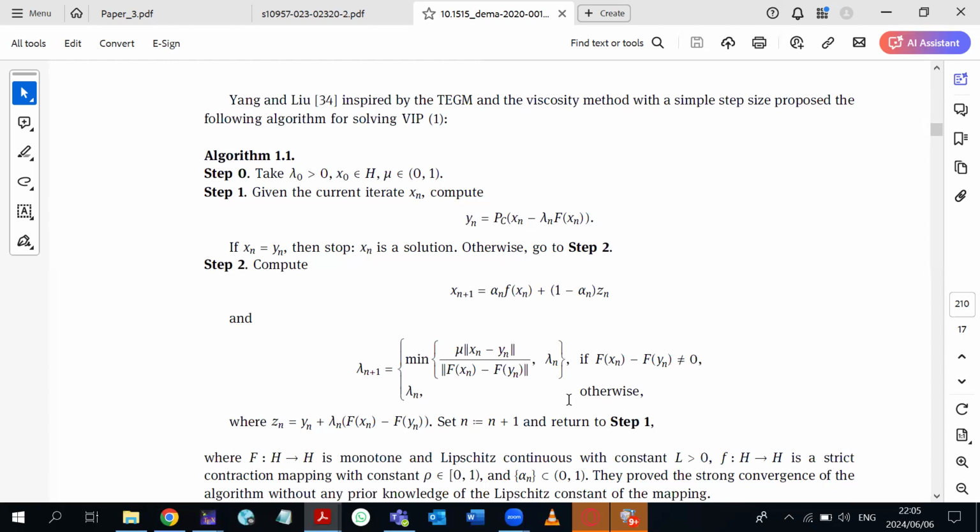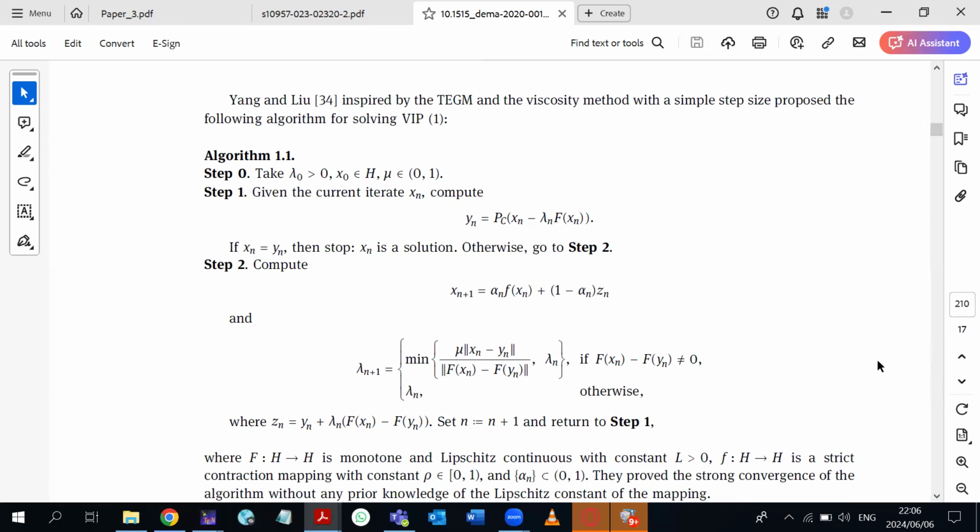So which means the Censor extragradient method was combined with the viscosity technique to give them a strong convergence method for algorithm 1.1. And lambda_n is computed by that update, that step size, you see, lambda_{n+1} equals the minimum of that. So which means for our operator F, we don't need to know the Lipschitz condition of the operator, even if it is Lipschitz continuous. We don't require it in the computation.